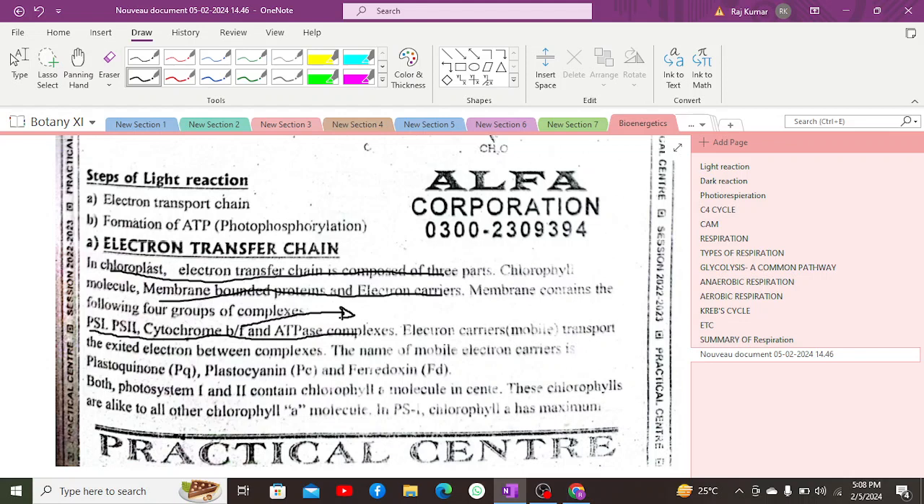Electron carriers transport the excited electron between complexes. The mobile electron carriers are plastoquinone, plastocyanin, a copper containing pigment, and ferredoxin, an iron containing pigment.